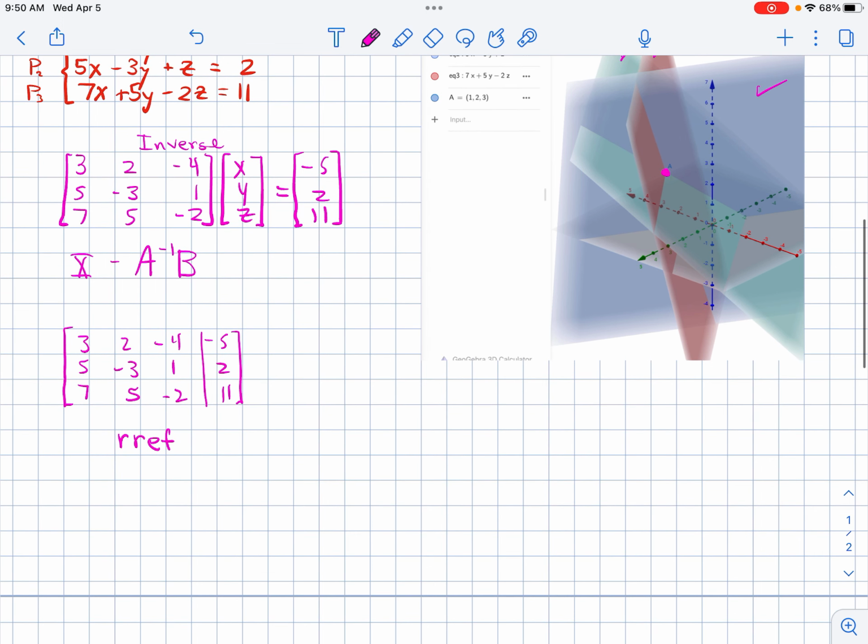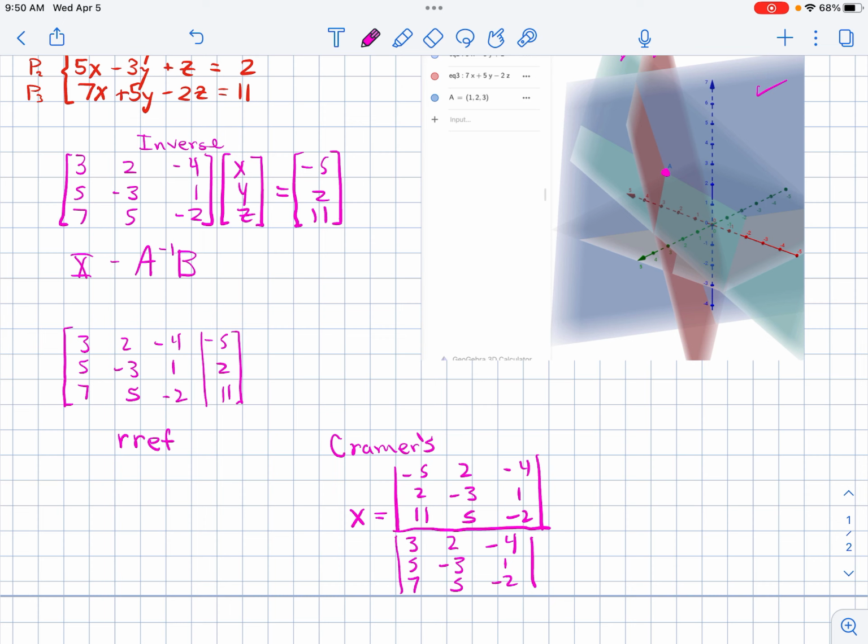Now we've also got Cramer's. That means that x is going to equal the determinant of the top. If I'm solving for x, I've got negative 5, 2, 11. This is going to be 2, negative 3, 5, negative 4, 1, negative 2. Okay. And down on the bottom, I've got just the coefficients. Like this. And we can use the calculator to calculate the determinant of the top over the determinant of the bottom.